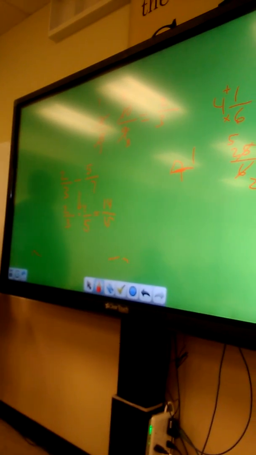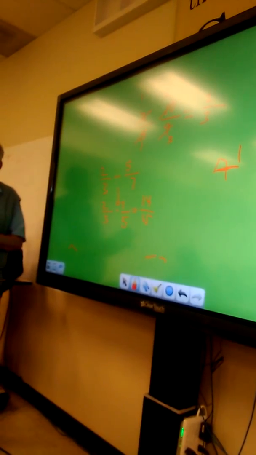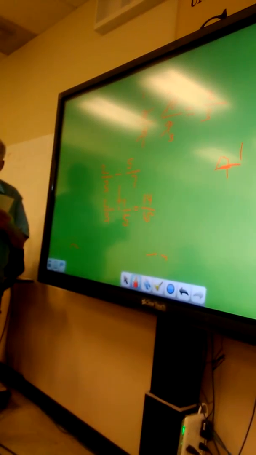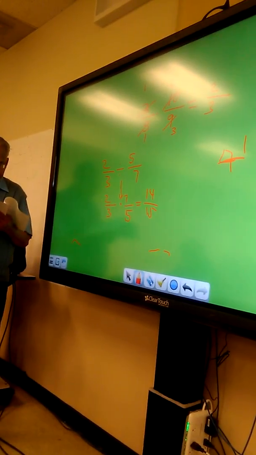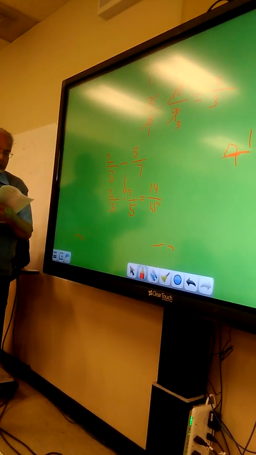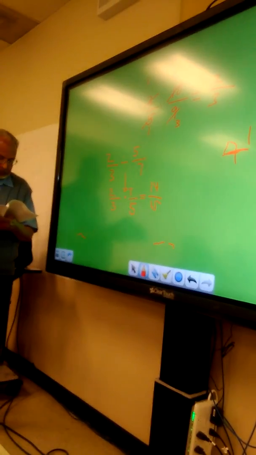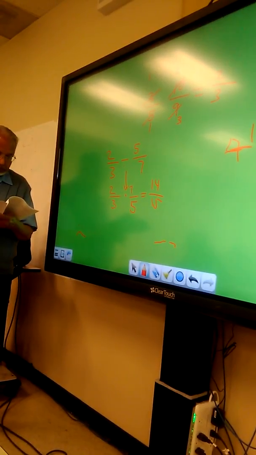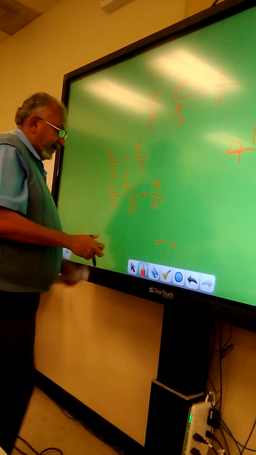Do you guys know how to divide? So the key to division, we keep the first fraction as it is, and what do we do to the second one? We flip it. Very good. Then the next thing we did was decimals, right?